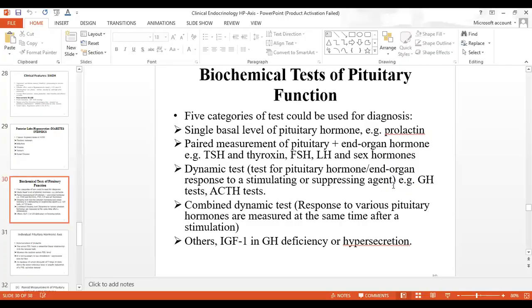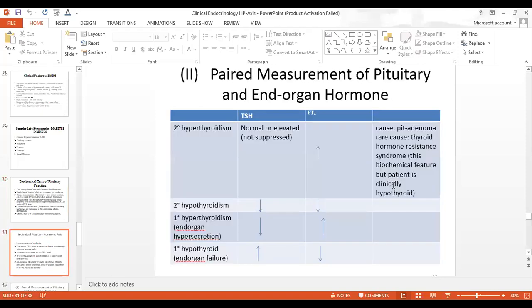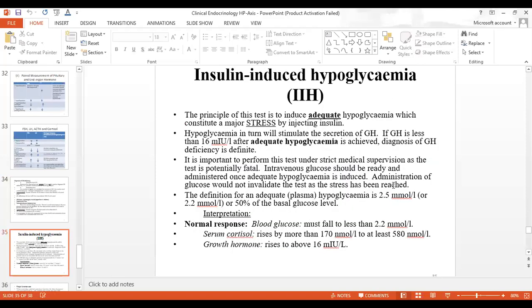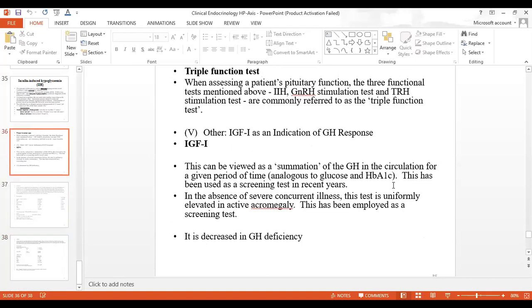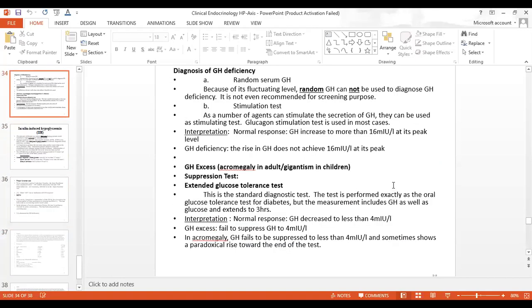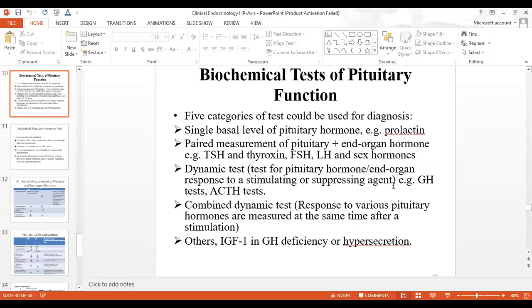So we have a few slides to go. We have about 6 slides more to go.